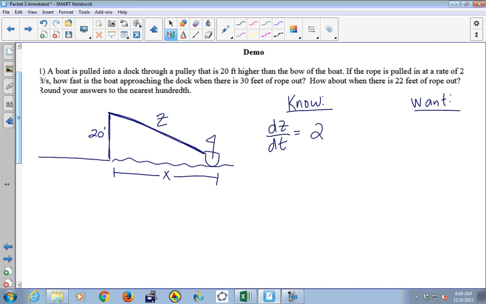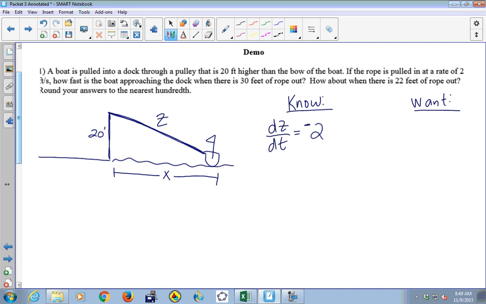And I have to be really careful here, because is z increasing or decreasing its length? It's decreasing, and a decreasing function should have what kind of derivative? A negative derivative. So this is actually -2, because the length of z is decreasing. So z is shrinking at 2 feet per second, so its derivative is -2. All right, so that's what I know.